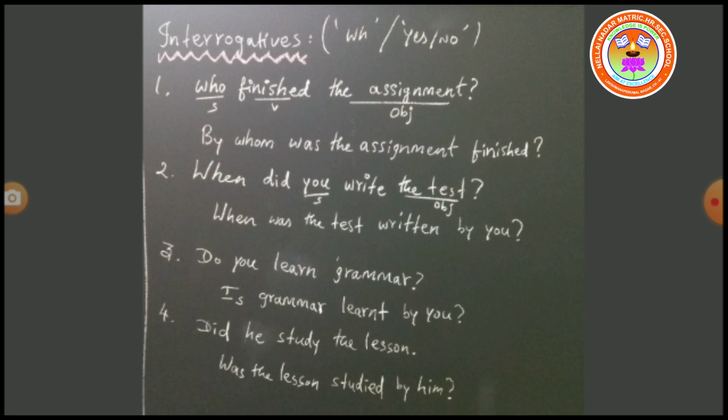we should not change the question structure. So begin with the same subject, by whom, then finished is past tense, so use the past structure, was plus V1 form, sorry, V2 form. In passive voice, simple past tense structure is was plus V3 form. So the answer is: by whom was the assignment finished. Next, when did you write the test? This can be changed into when was the test written by you.